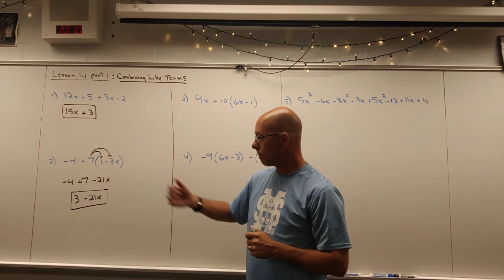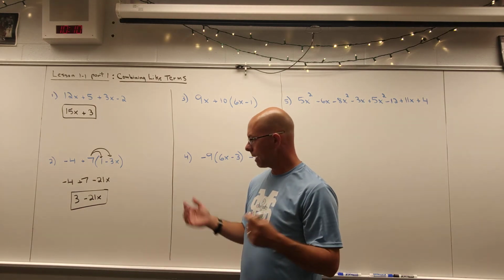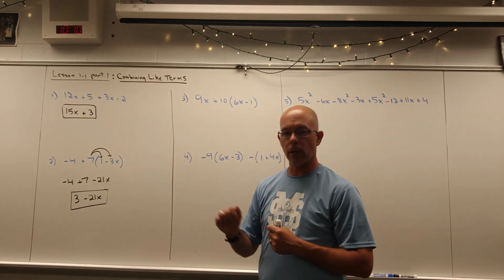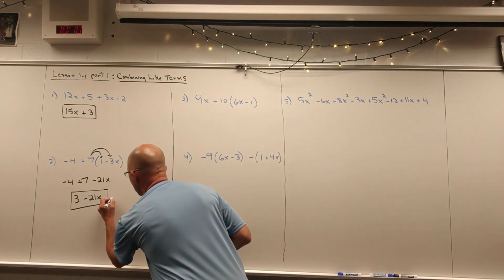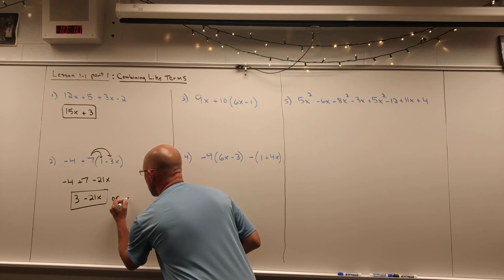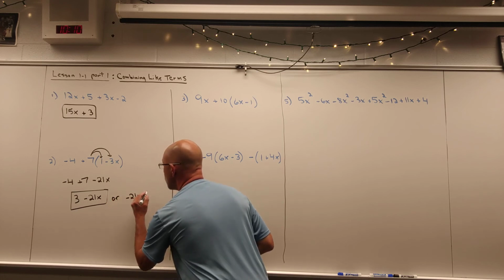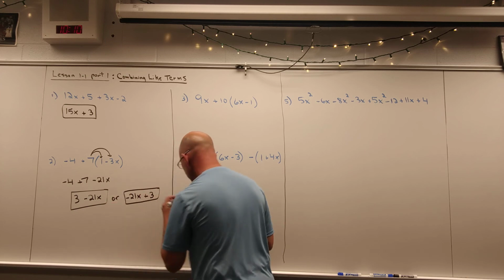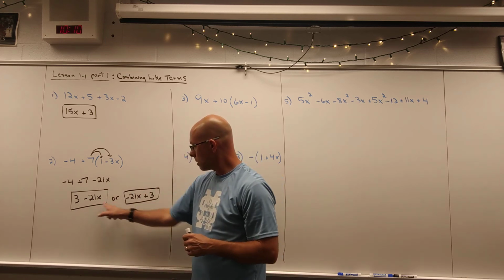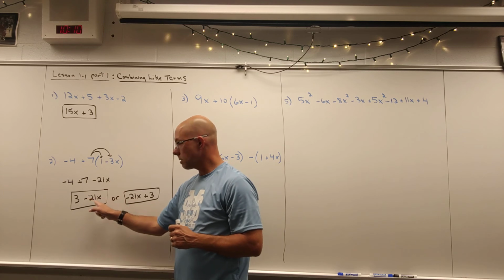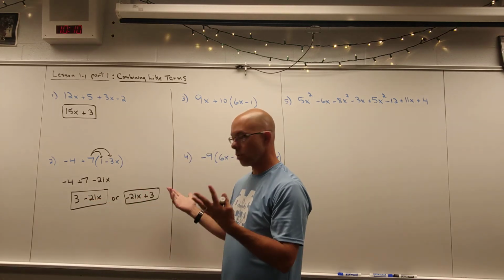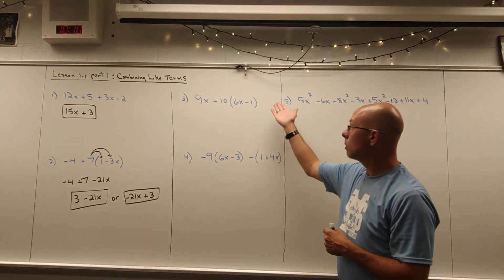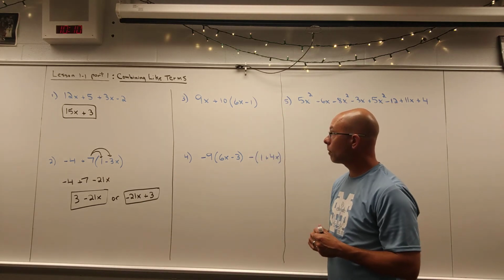You can leave the problem like that. I'm fine with that. I know there are some picky people, like depending on if you get to a college level class, they might expect the answer to have the variable leading off, which would be negative 21x plus 3. Please understand that these are equivalent answers, that the minus is attached to the 21, so minus 21x plus 3 is equivalent.